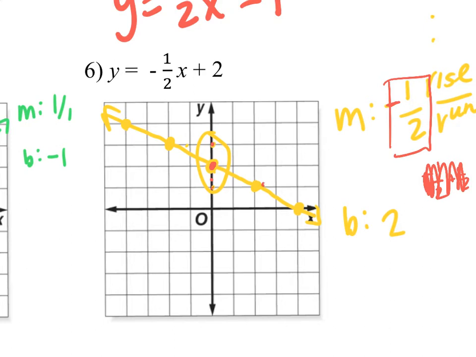Because it's running, one of them's got to be negative. I always go up and to the left when it's negative. If it's positive, we're going up and to the right, or down and to the left. Remember, if it has a negative slope, your line needs to go down the stairs.